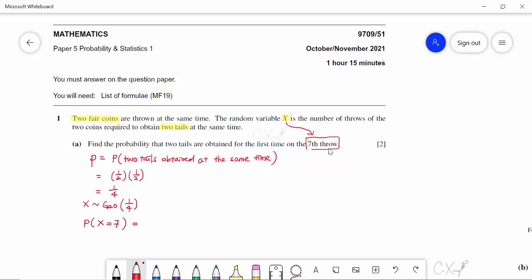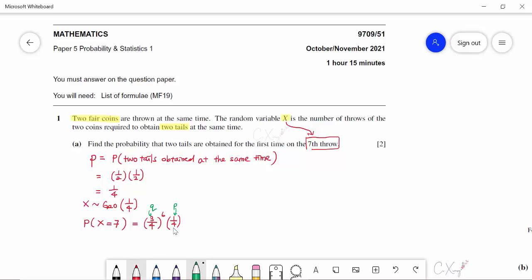For a geometric distribution, it means that for the first 6 times you didn't obtain two tails at the same time. If you didn't obtain two tails at the same time, it will be q. So q is (3/4) to the power 6. And on the 7th throw you obtain two tails at the same time, which will be 1 over 4. For your information, this is q and this is p. So q to the power 6 means that the first 6 times you didn't obtain two tails at the same time, but on the 7th throw you get the two tails at the same time.